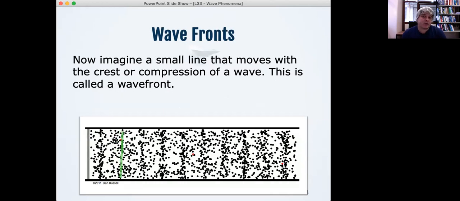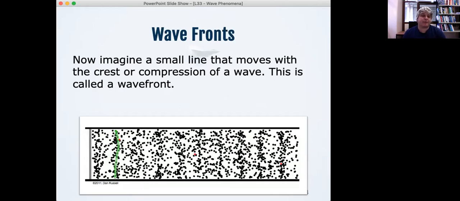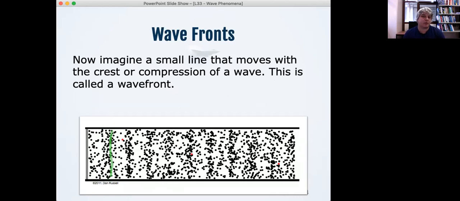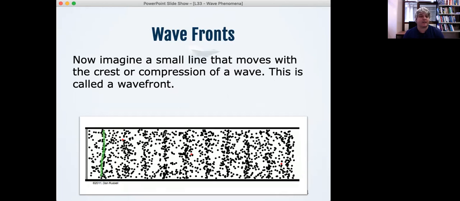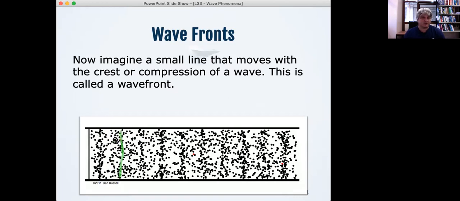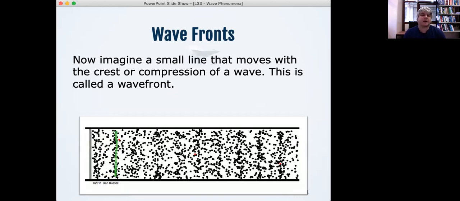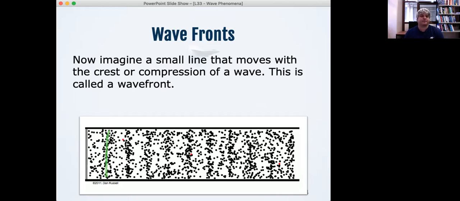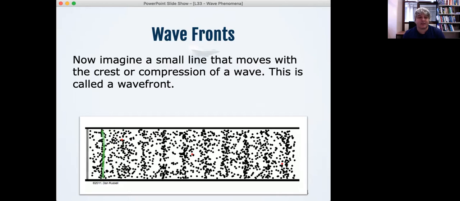The other thing that we can draw instead of a ray is a wave front. So now what I want you to do is imagine a line. I've tried to draw one onto this GIF, but I did it in a bit of a hurry, and so it's a bit shaky. But imagine a line that just travels along with the crest or compression of the wave. That is all a wave front is.